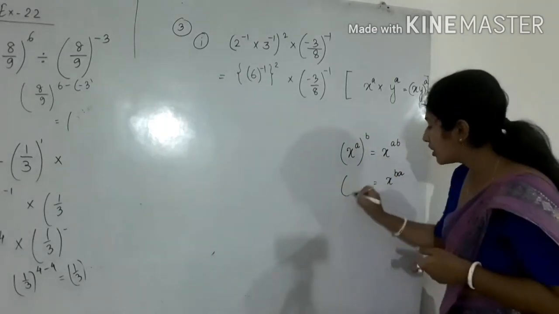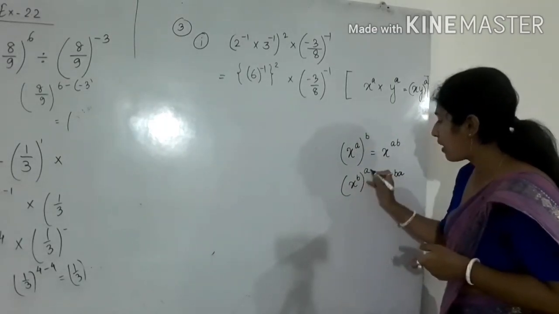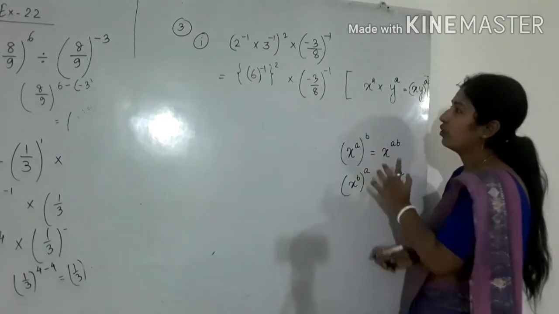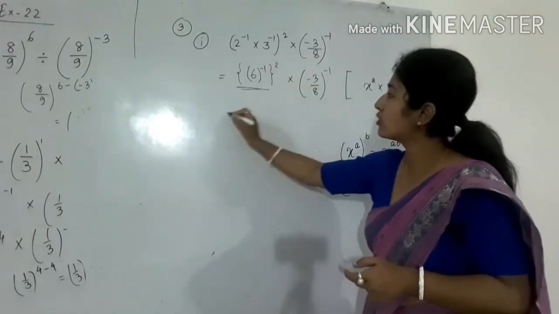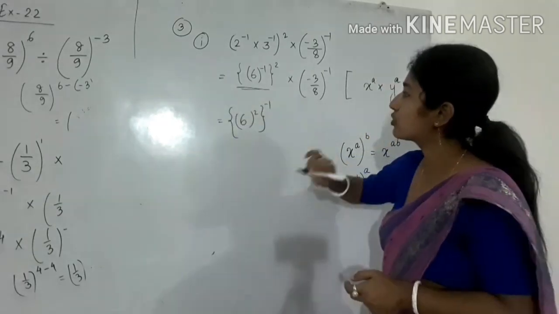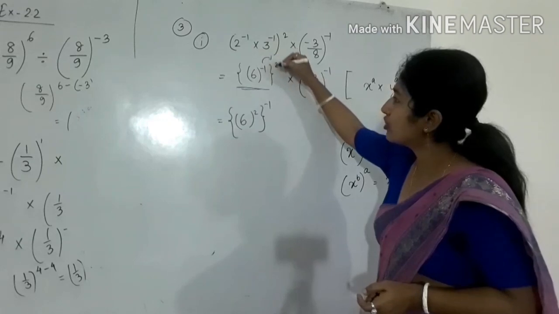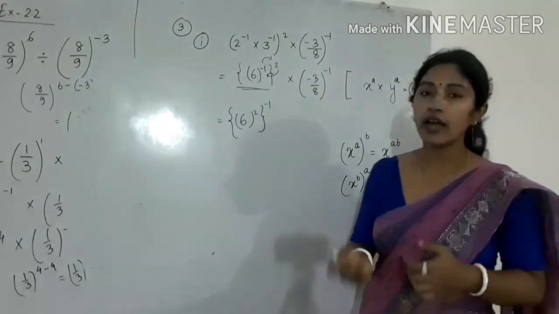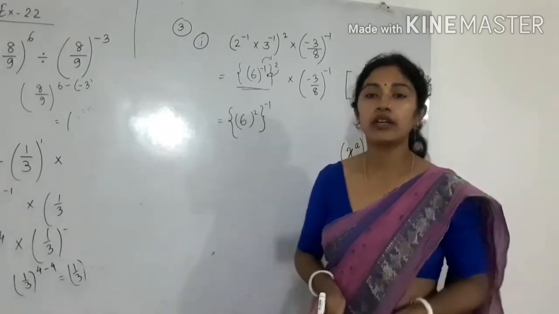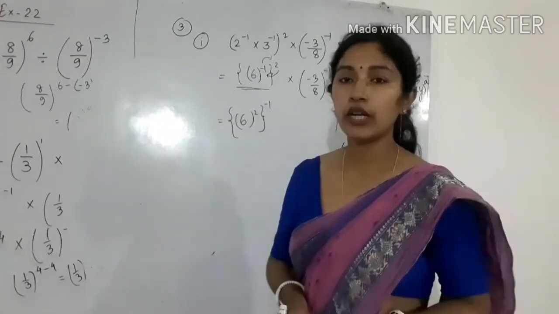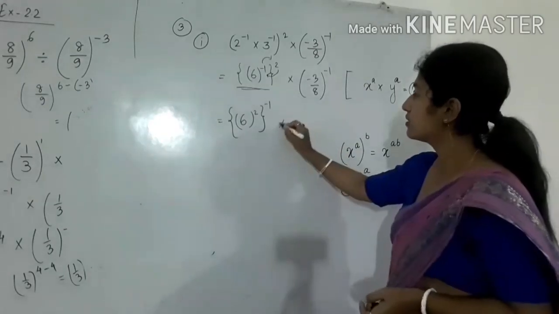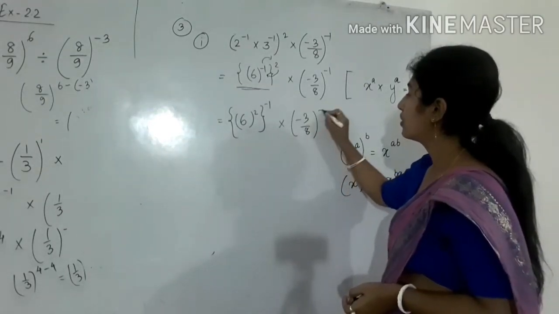So I can interchange the two terms because the powers are multiplying. In place of A I have written B, in place of B I have written A. Here there are two powers, so we can write 6 to the power 2, then whole to the power minus 1. I have interchanged the two powers because there is a multiplication symbol between both numbers, and we know that the commutative property in case of multiplication is true, so we can interchange it. Next is into (minus 3 by 8) whole to the power minus 1.